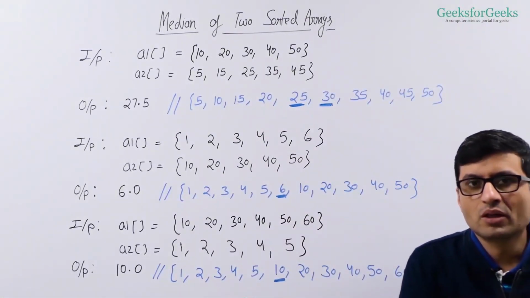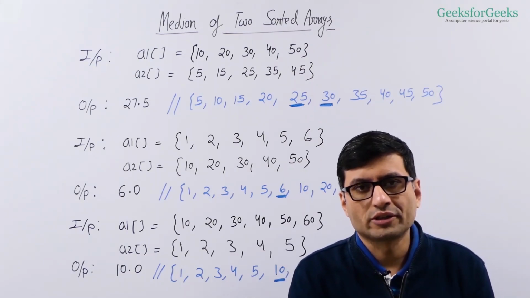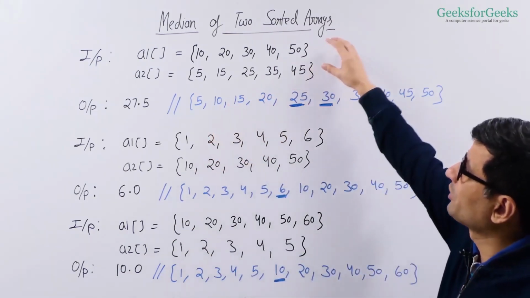Let us see this problem. We are given two sorted arrays. We need to find out the median of these two sorted arrays. Let's consider this example to understand the problem.